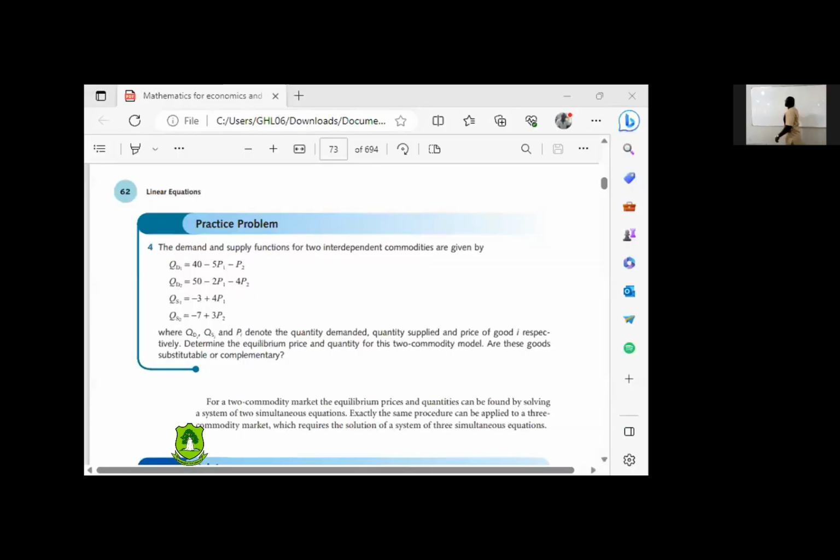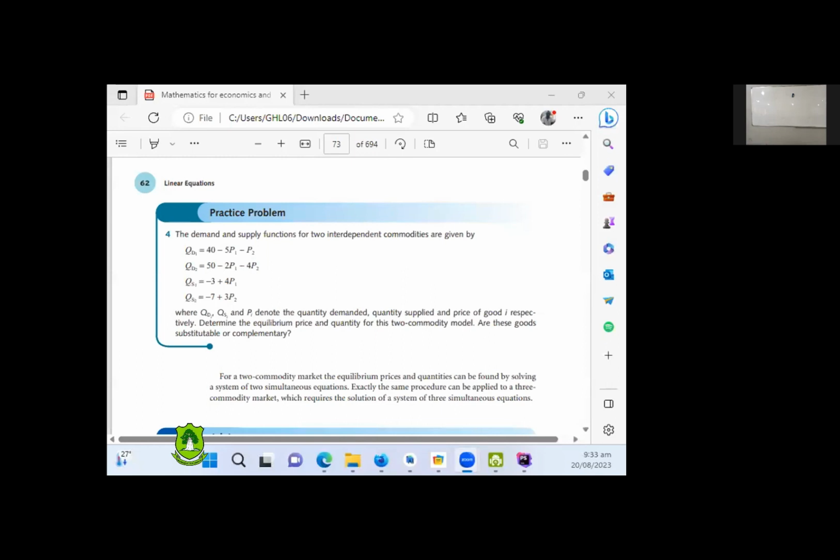So let's solve this question. The demand and supply functions for two interdependent commodities, which means they are dependent on each other, are given by. So we have Q1, quantity demanded for commodity 1, and this is for commodity 2. This is the supply for commodity 1, and this is the supply for commodity 2. And they have given the various definitions.